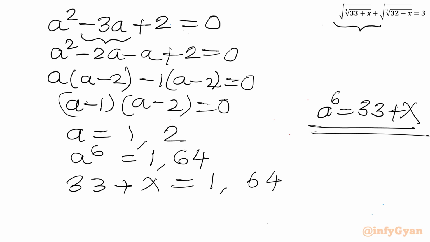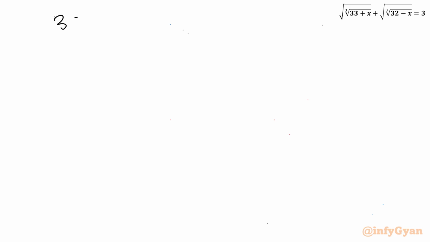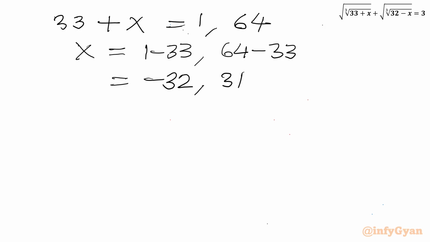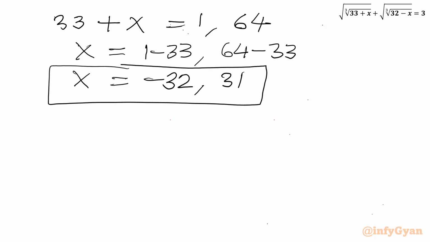Let me write here. 33 plus X equal to 1 and 64. Now take away 33 from both sides. X will be equal to 1 minus 33 and 64 minus 33. So 1 minus 33 is minus 32 and 64 minus 33 is 31. So here we have our final solutions.